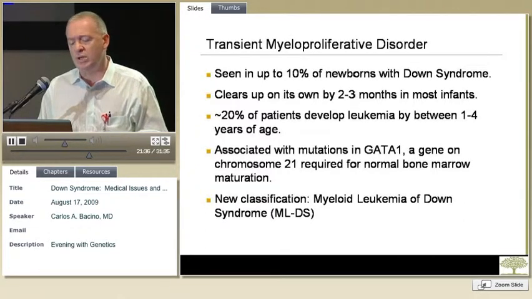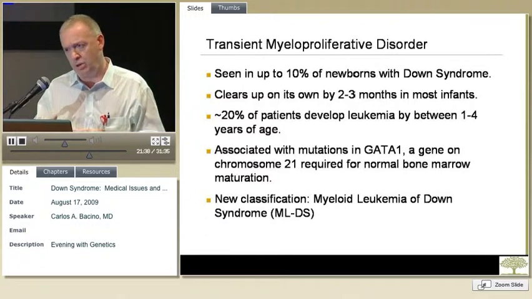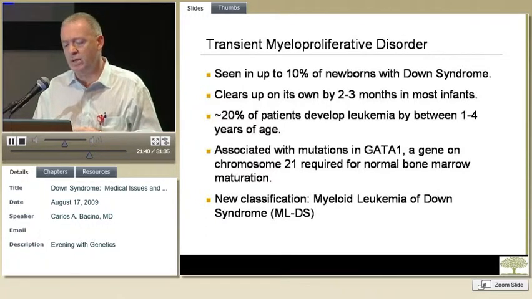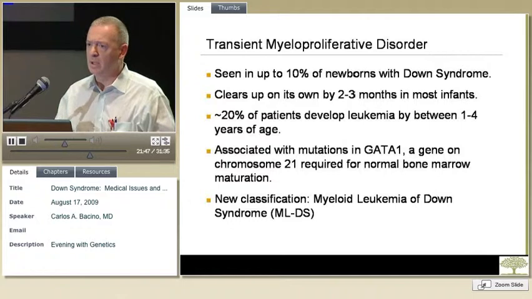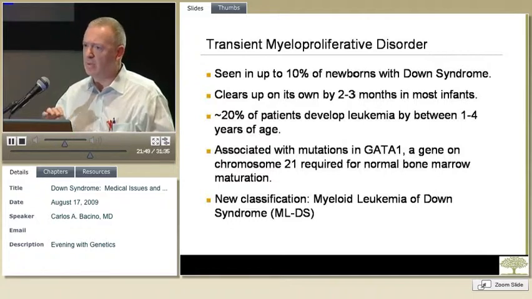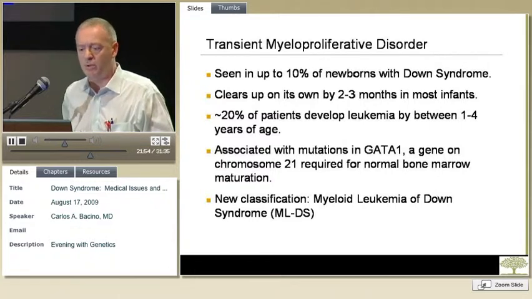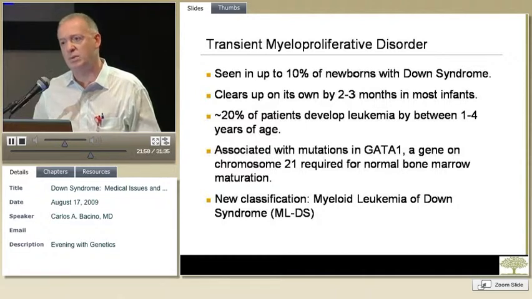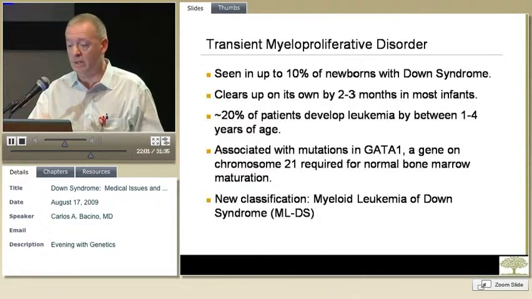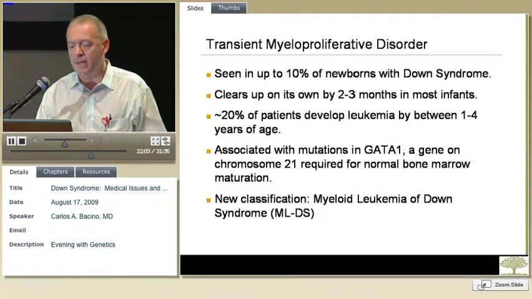With regards to rare conditions, there is one called Transient Myeloproliferative Disorder, which is a fancy word to explain a sudden rise of the white blood cells. You can see it is actually fairly common in Down syndrome, and up to 10% of children with Down syndrome may develop this transient elevation of the white cells. For the most part, it clears in the first 2 or 3 months of life.